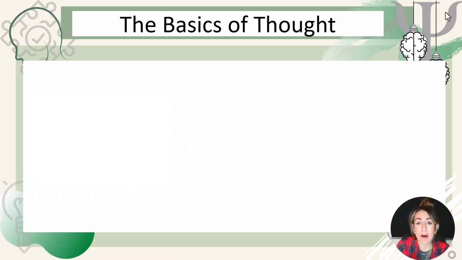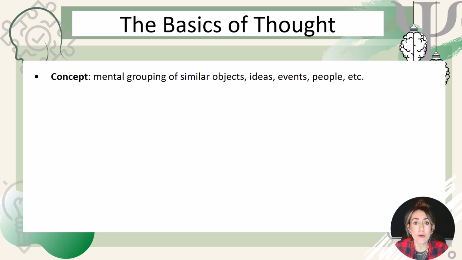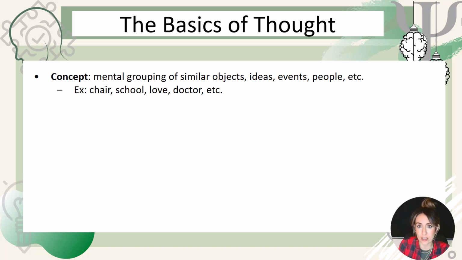So if we're talking about thought and thinking, cognition, what are the basic components of human thought? Ultimately, most human thought revolves around the idea of a concept. A concept is any mental grouping of similar objects, ideas, events, and people. Basically, anything that you think of is a concept. So a chair is a concept, a school is a concept, love is a concept, doctor is a concept, right?